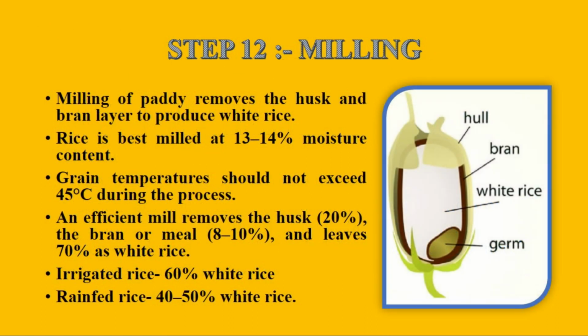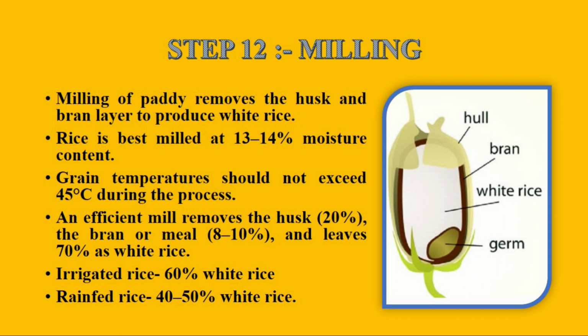Step number 12, mill efficiently. Poor grain quality into the mill means poor quality rice out. Milling rice paddy removes the husk and bran layer to produce white rice. Rice is best milled at 13 to 14% moisture content. Best results are attained when the process is completed in a number of stages. Grain temperatures should not exceed 45 degrees Celsius during the process.